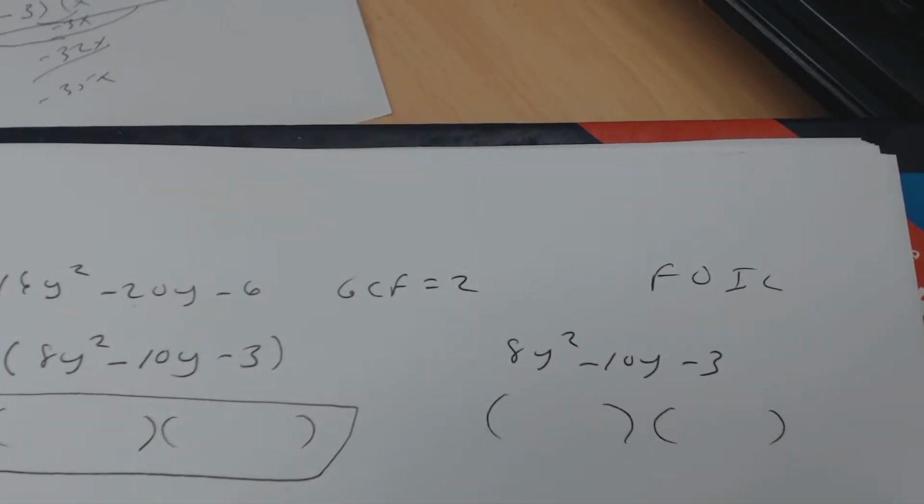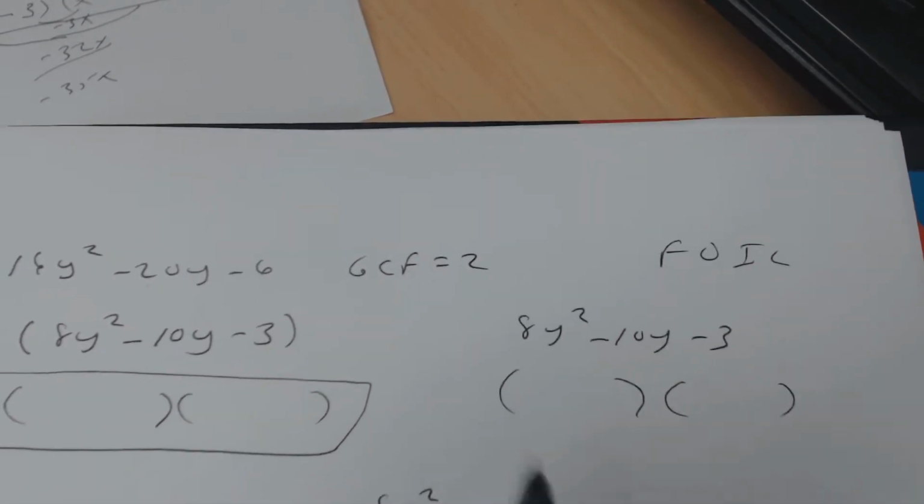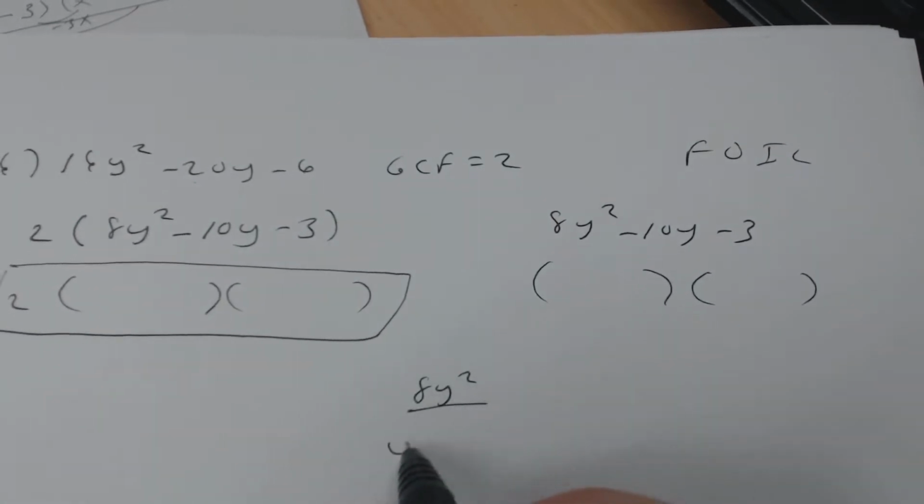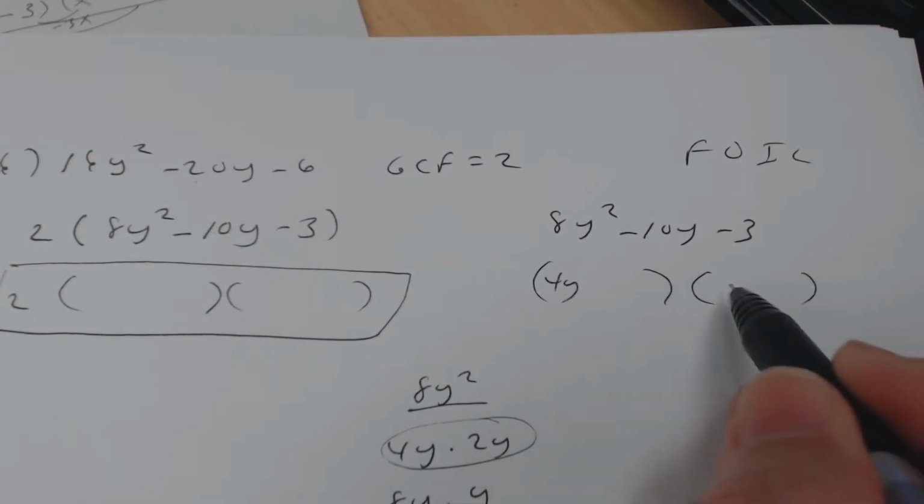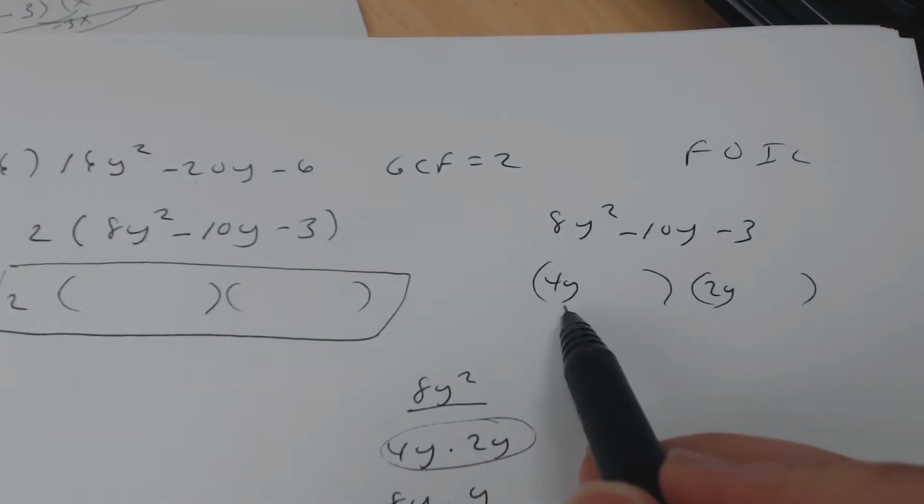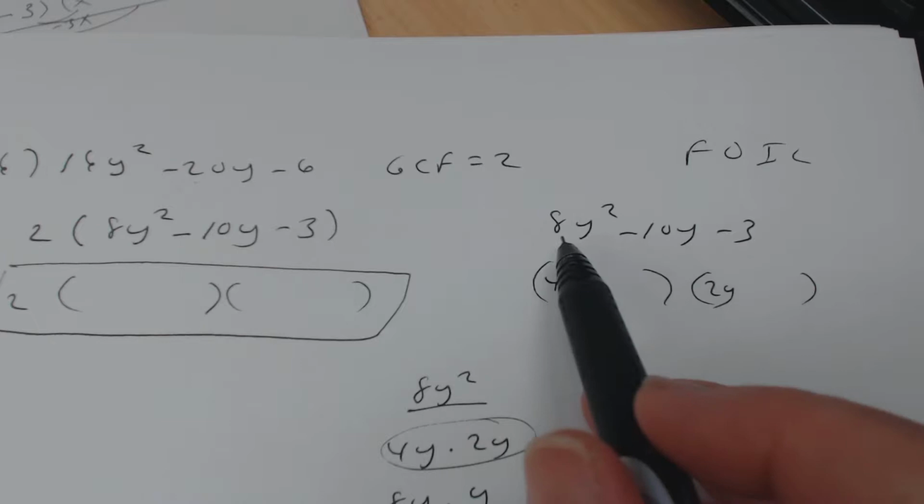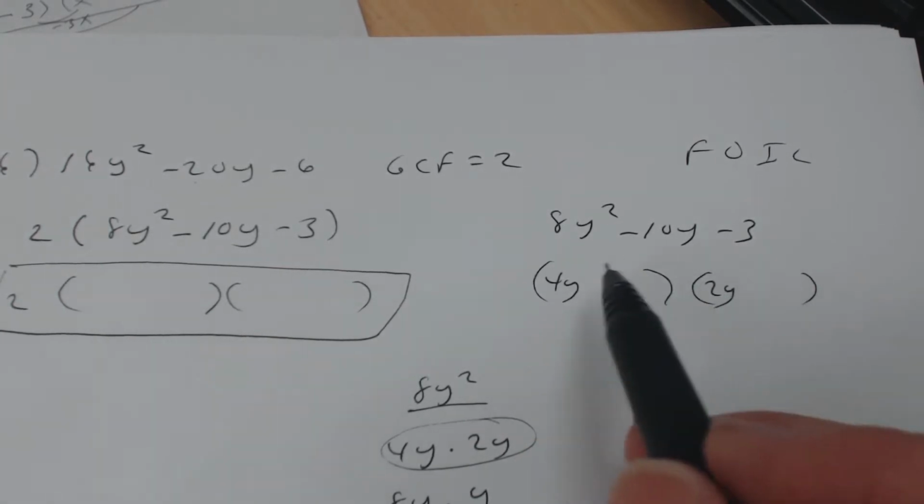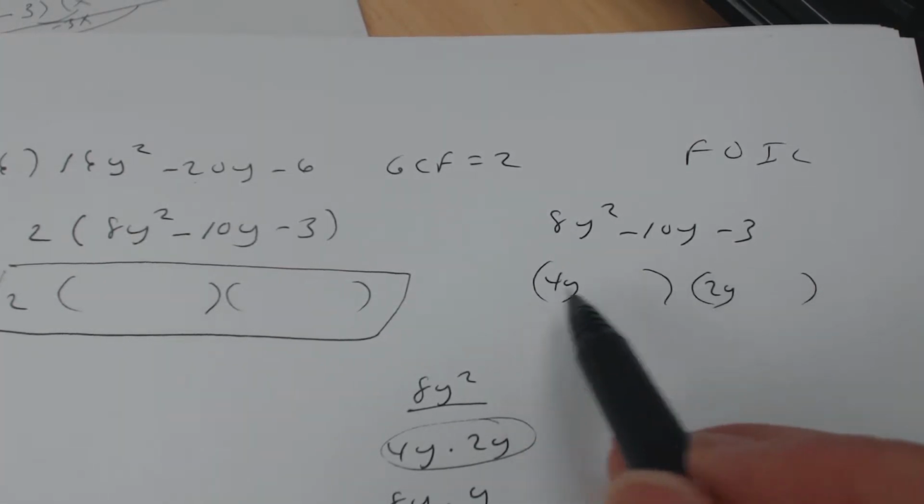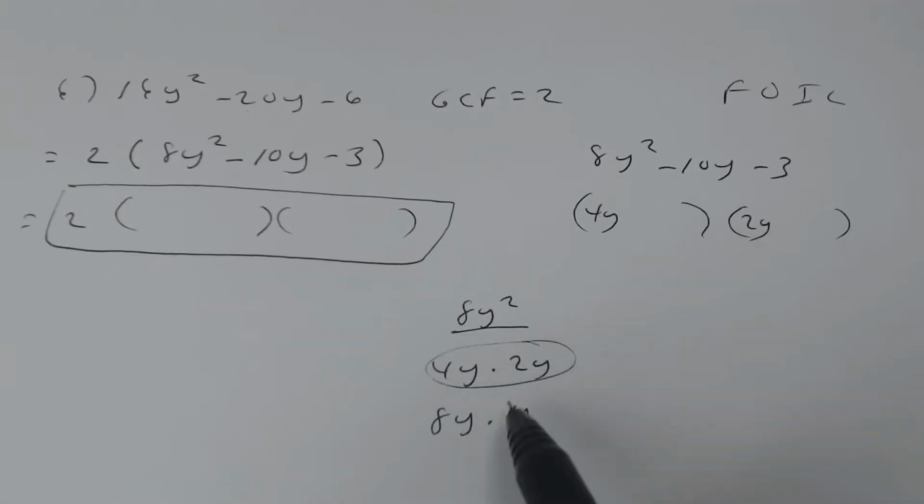So I need 2 factors of 8y. So there's 4y times 2y. And there's 8y times y. Let's try the 4y and the 2y first and see what happens. So let's put 4y here, 2y here. So far, we're okay. 4y times 2y is 8y squared. If at the end it doesn't work, we'll change it to 8y and y instead.